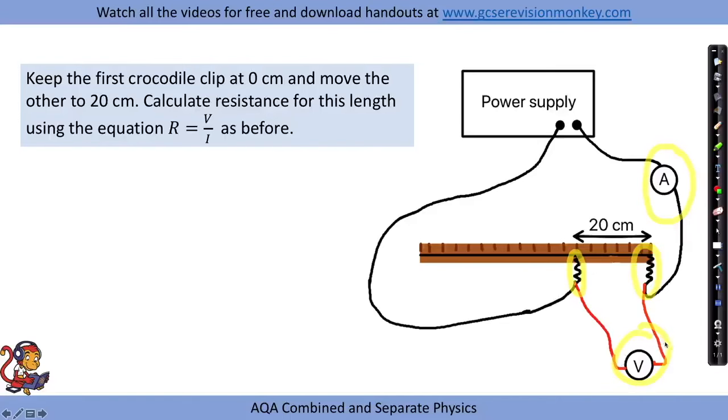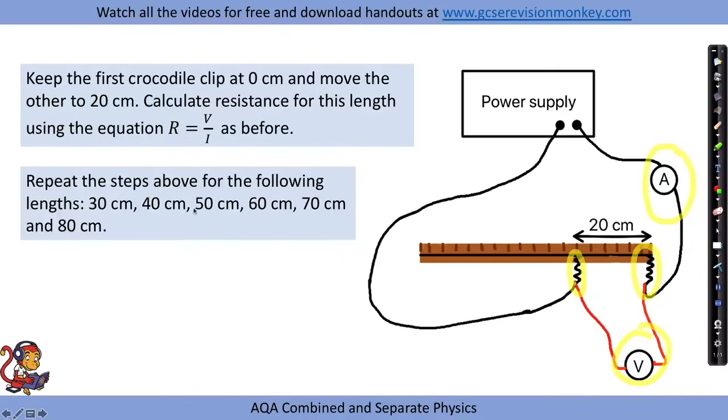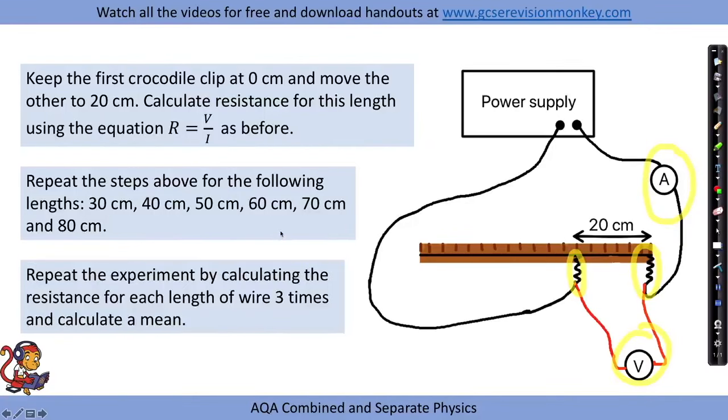Now you need to suggest the range of lengths that you are going to use in the experiment and you need to list them out. For example, repeating the steps above for the following lengths: 30 centimetres, 40 centimetres, 50 centimetres, 60 centimetres, 70 centimetres and 80 centimetres. And then what's really good to do is end by saying that you're going to repeat the experiment by calculating the resistance for each length of wire 3 times and calculate a mean.